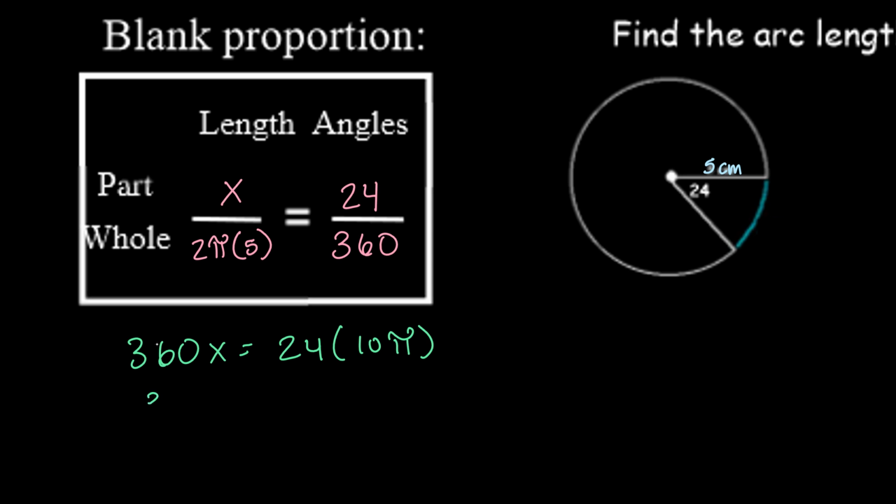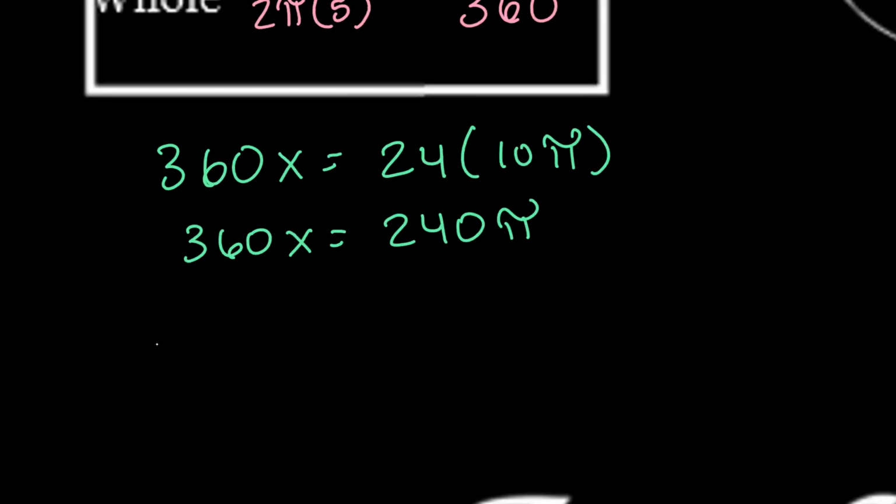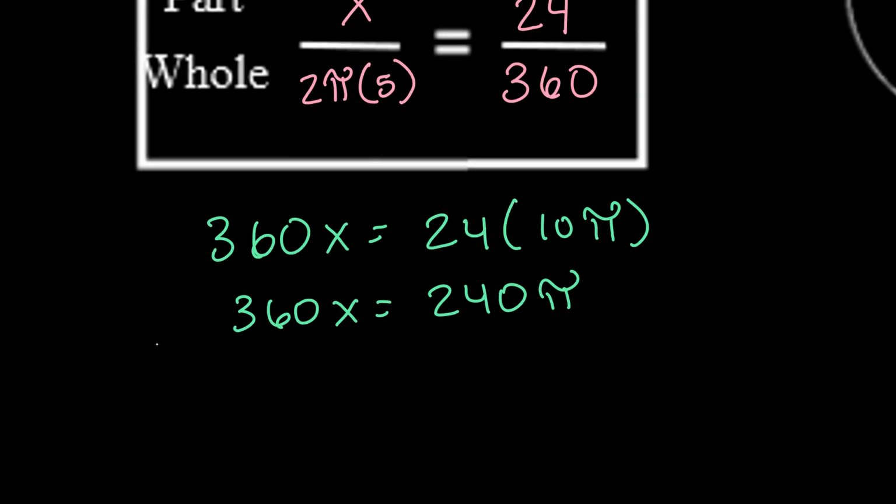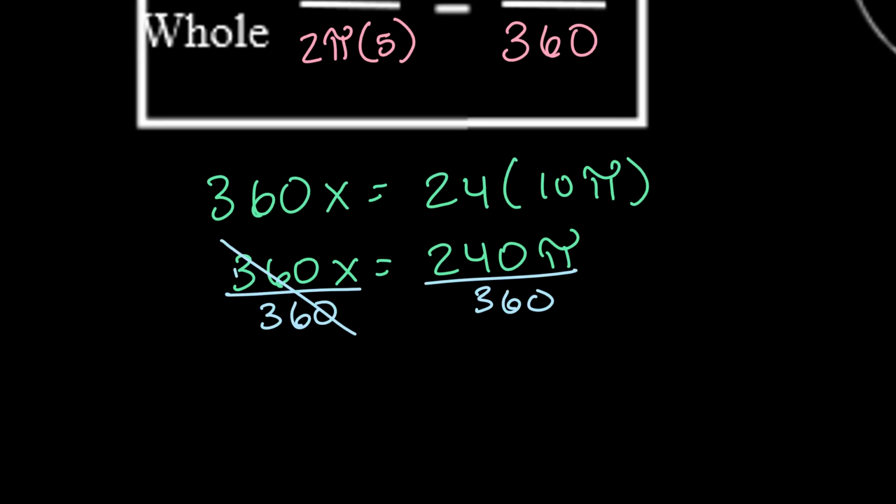So 24 times 10 is 240. Now what do I do to get my x by itself? Yeah, divide by 360. So someone tell me, what is 240 divided by 360? Whoops, that's not what cancels. Yes. You get 0.666666667, which is another way to say 2/3. So we have 2/3 pi.